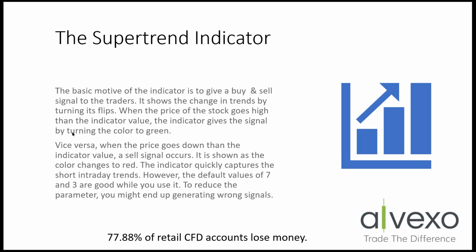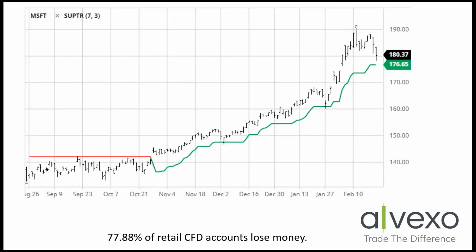The indicator quickly captures the short intraday trends. However, the default values of 7 and 3 are good while you use it. If you reduce the parameters, you might end up generating a lot of wrong signals. So the SuperTrend indicator looks just like this on your charts. And we're not concerned with whether it is red or green. We're concerned with the flips. When red turns to green, or green turns to red.